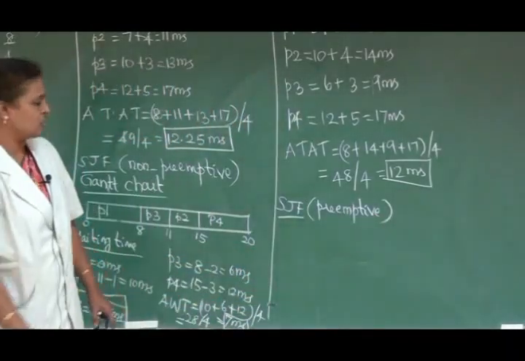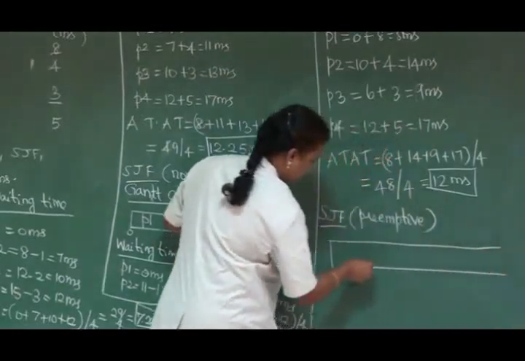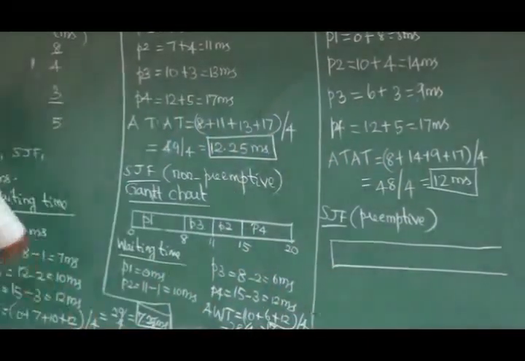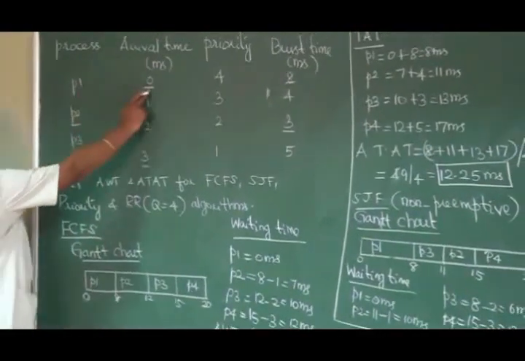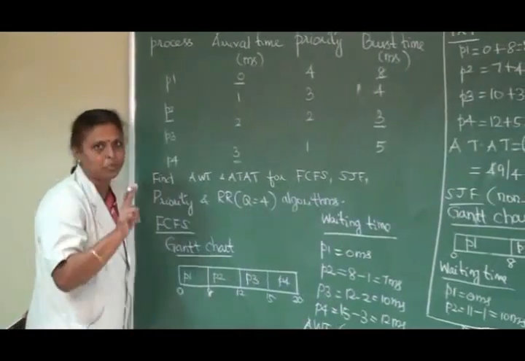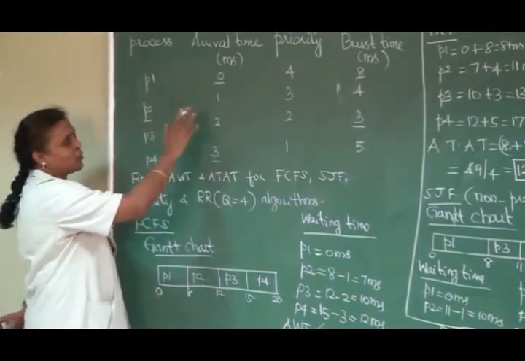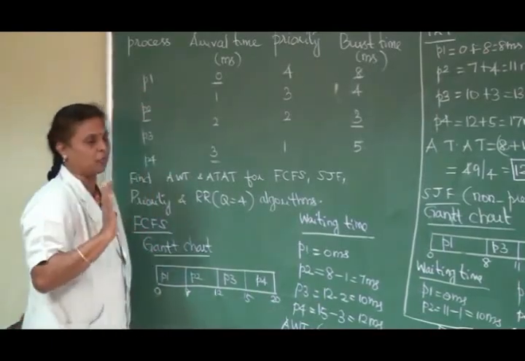Now we will calculate the waiting time for SJF preemptive. So again we have to draw the Gantt chart. As usual, process P1 arrives at the 0th millisecond. So in the 0th millisecond only one process is there, that is P1. There is no other choice, so P1 gets the CPU initially.